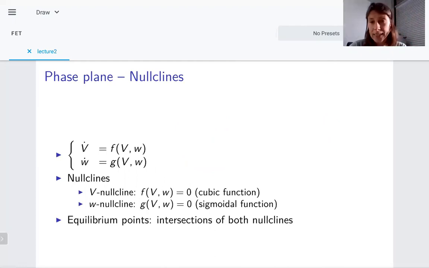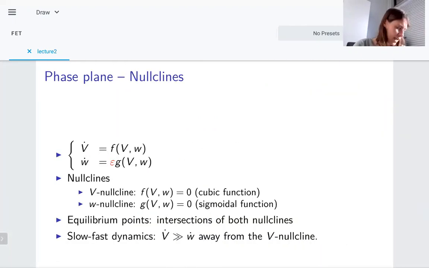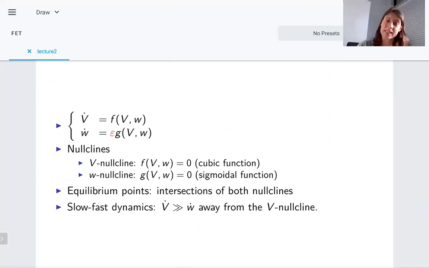And then there is another interesting aspect of these systems, which is that typically they have slow-fast dynamics. What is this? This is usually represented with the parameter epsilon in front of the function defining the rate of change for the gating variable. It means that usually the voltage variable is much faster than the gating variable here.